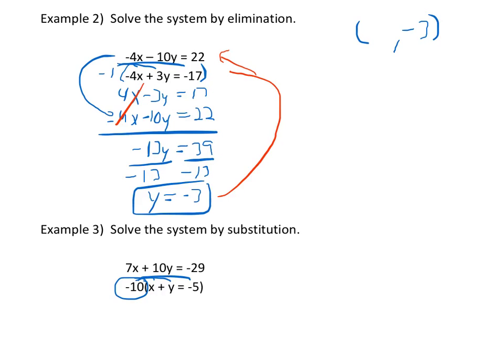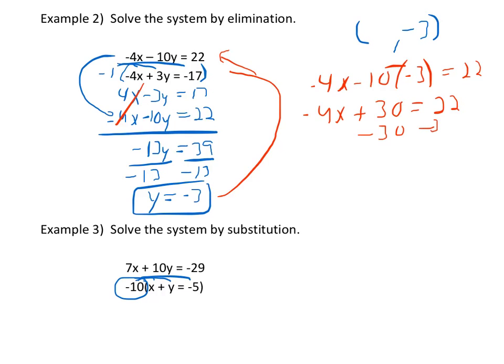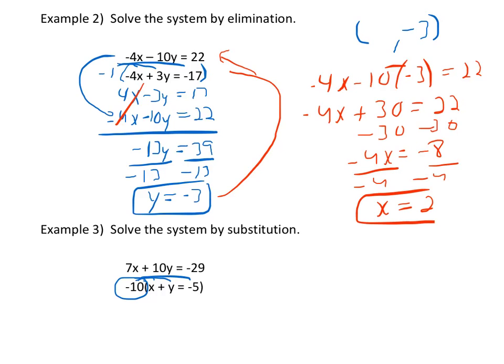I'm going to choose the first one, and we get negative 4x. Remember that we have a y value, so it has to go into the y position. We multiply those together and get a positive 30. Subtract 30 from both sides, and we get negative 8. Divide by negative 4, and x is equal to 2. And that is our coordinate.